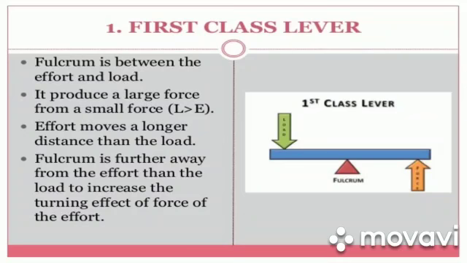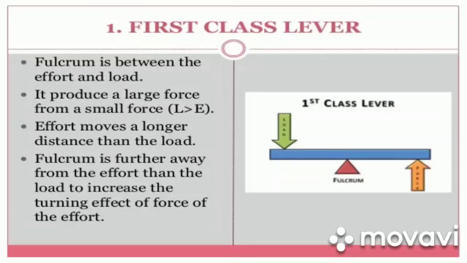Many of us are familiar with this type of lever. A seesaw is a classic example. In first class lever, because the load is greater than the effort, this type of lever produces a large force from a small force. So that's why it is a force magnifier. Moreover, the effort moves further than the load.